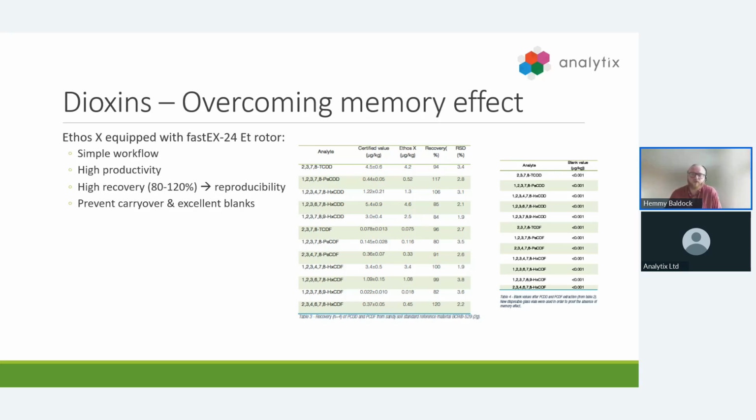The data shows that using the Ethos X with the FastX24 rotor not only offers you fast extraction with high data quality, but also overcomes the challenge of memory effects felt when extracting these types of tricky compounds, ensuring accurate and precise results.